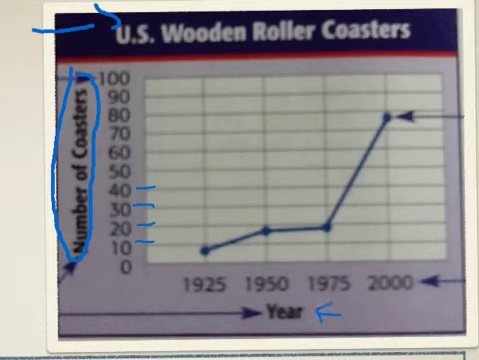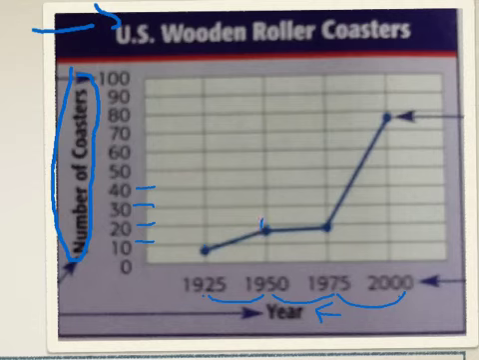Our horizontal axis indicates our years. And we're looking at the years from 1925 to 2000. And they're going in spans of 25 years, 1925 to 1950, 50 to 75, and 75 to 2000. So if we look at our data, we can see we've got a pretty good little increase between 1925 and 1950. We almost have 10 new roller coasters being built.